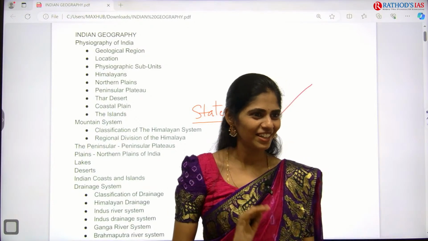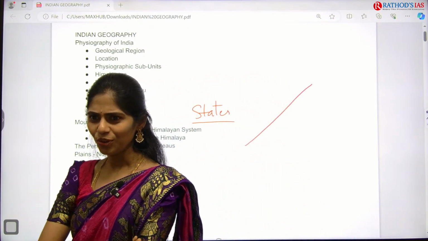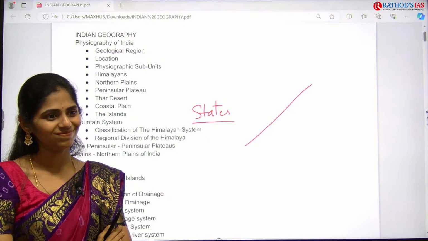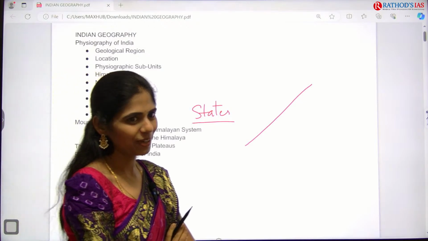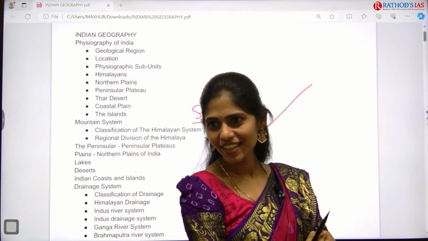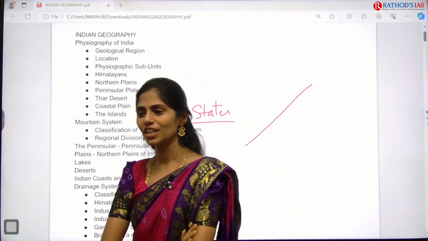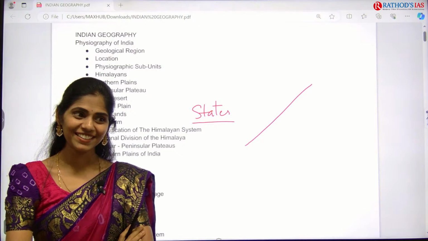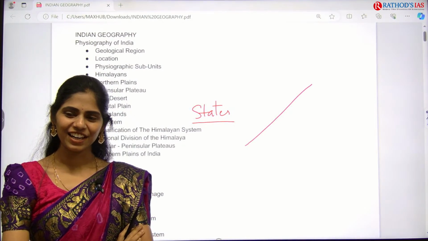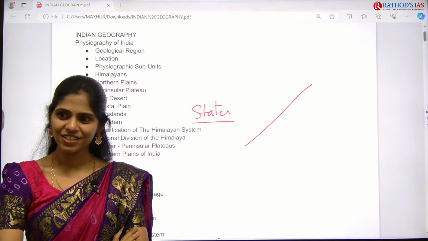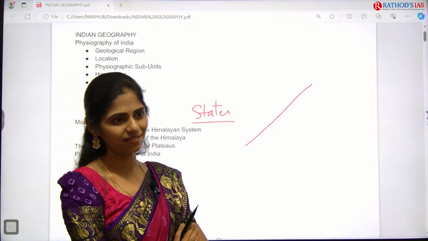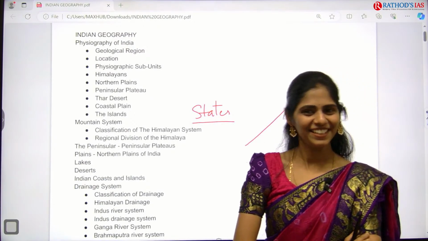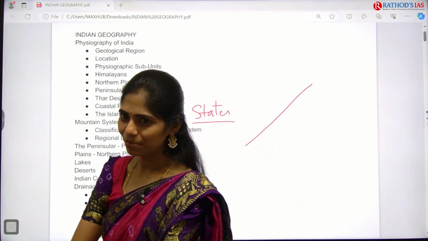Okay, it is easy. So now tell me, which states are sharing boundary with Bangladesh? West Bengal, Assam. Okay, tell me which states are sharing boundary with Nepal? Next. Confused? So which states are sharing boundary with Pakistan? It's easy. Yeah, Gujarat, Rajasthan. Yeah, very good. So which states are sharing boundary with Myanmar?